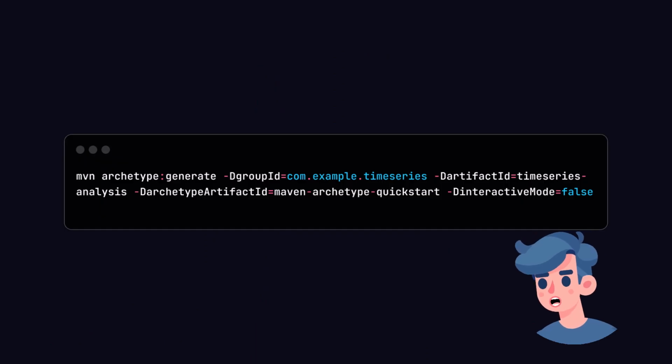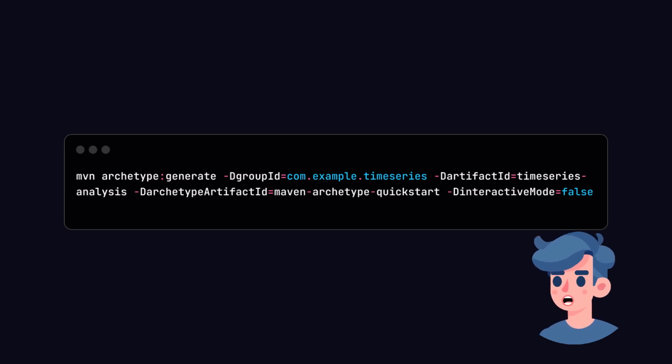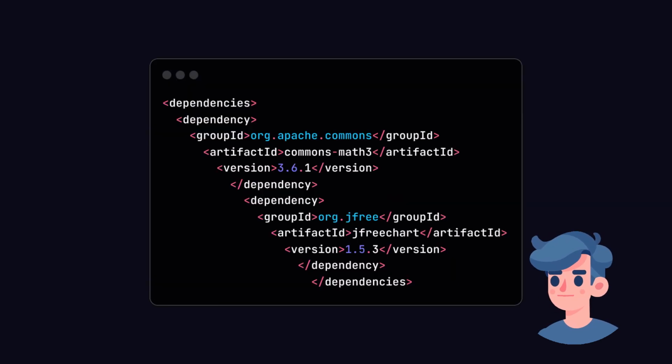Before we get into analysis, we'll need to set up our Java environment. Ensure you have Java Development Kit installed on your computer, and you'll also need an integrated development environment like IntelliJ IDEA. Let's create a new Maven project. Next, let's edit our pom.xml file to include necessary dependencies.